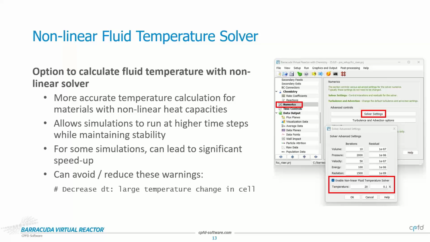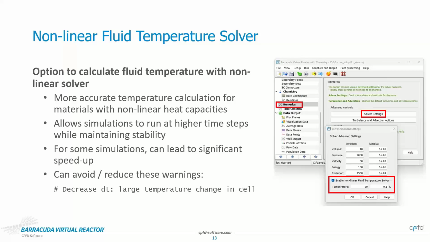Now we'll discuss a couple of new solver options that should help certain simulations to run quite a bit faster. The first is a new option to calculate fluid temperature from the material enthalpy and specific heat using a nonlinear solver. This is a calculation that comes after the energy solver finishes to ensure that the temperatures in every cell are consistent with the calculated enthalpy. This can allow simulations to run at higher time steps while maintaining stability and accuracy.